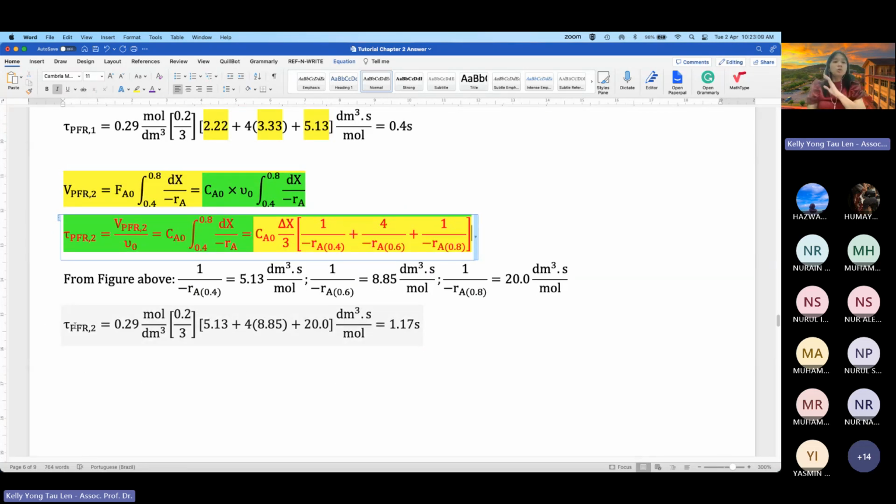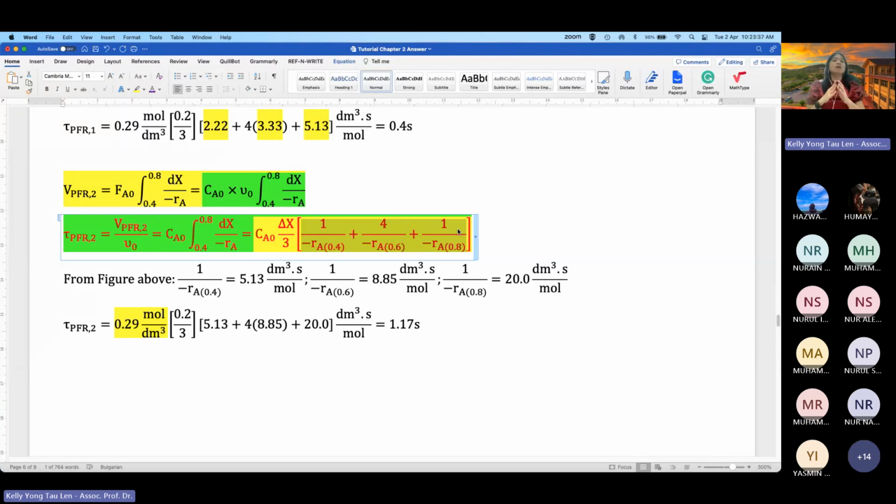So now this is how you find the space-time for the second reactor. To know the points: first of all, CA0 is 0.29. Delta X we discuss later. For the 3 points, you must imagine the second reactor is integrating from 0.4 to 0.8. The first point will be 1 per minus RA when my X is 0.4. The last point will be 1 per minus RA when my X is 0.8.